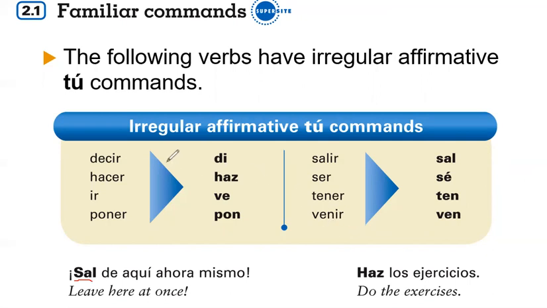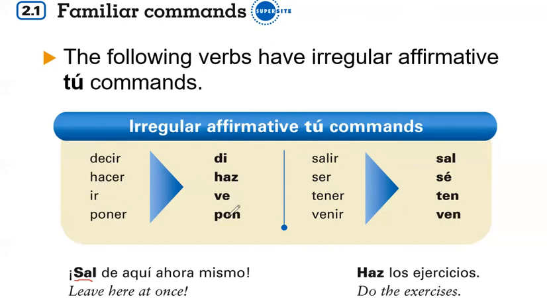Now, you can see they all have something irregular in the present tense too. A lot of these are go verbs, right? Decir is digo, hacer, hago, pongo, salgo, tengo, vengo. Got a lot of go verbs in there, and then ir and ser are also in there. So these are verbs that are often irregular. They're also irregular here. Decir becomes di, hacer becomes haz, ir becomes ve, poner becomes pon.